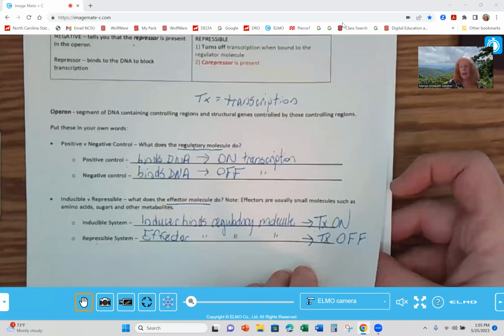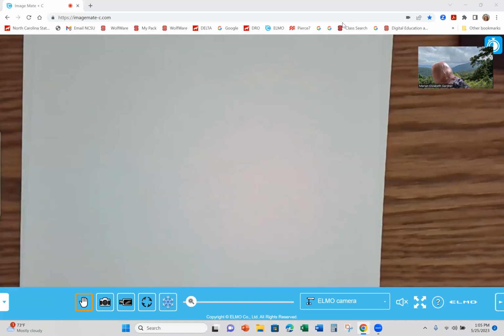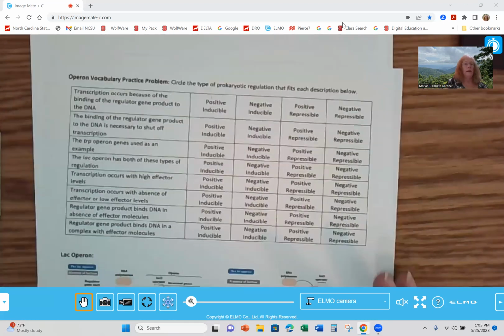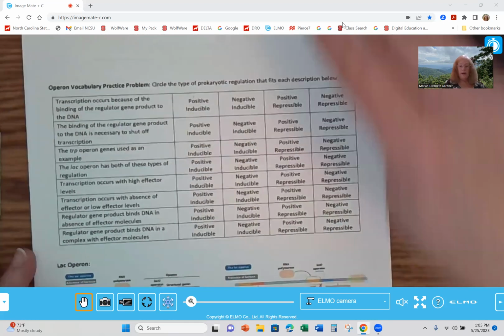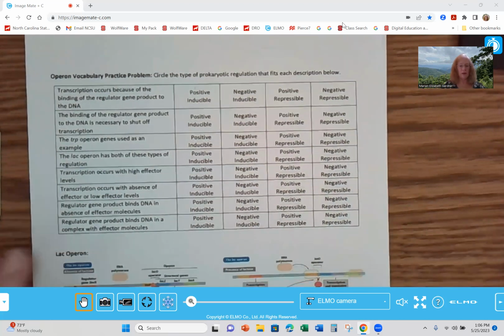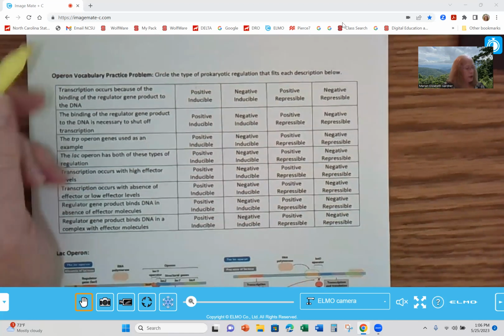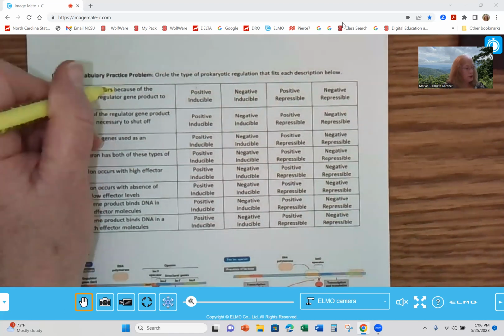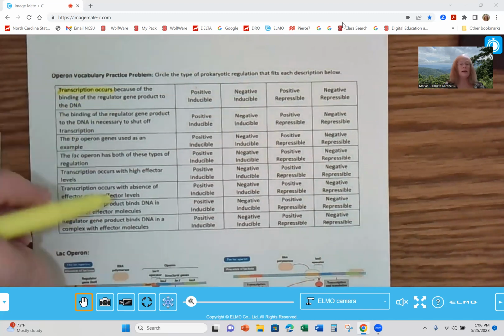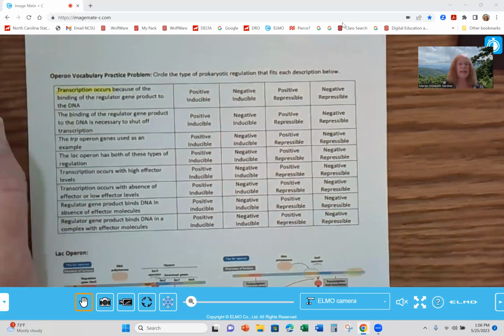Let's see if we can look at some examples. So I'm not going to do every one of these for you. I'm going to pick a few to do and then let you handle the rest on your own. You can look up the key and have answer if you have any questions. So let's look at the first one. Transcription occurs because the regulatory gene product binds to the DNA.